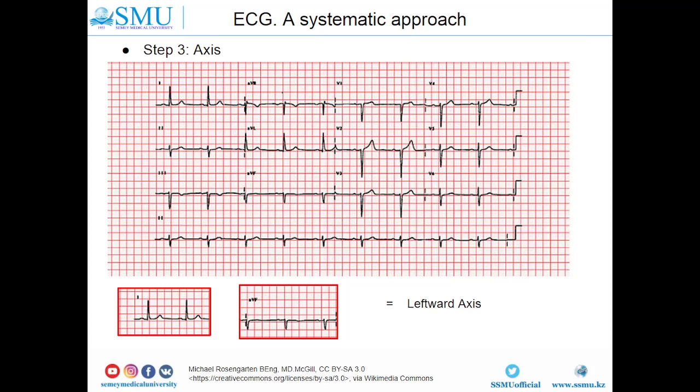This is a demonstration of leftward axis. Pay attention to the first lead. In the first lead, the QRS complex is predominantly positive. And pay attention to the aVF. In this case, the R wave is very small and there is a deep S wave. The QRS complex is predominantly negative, and in this case, the ECG has leftward axis.